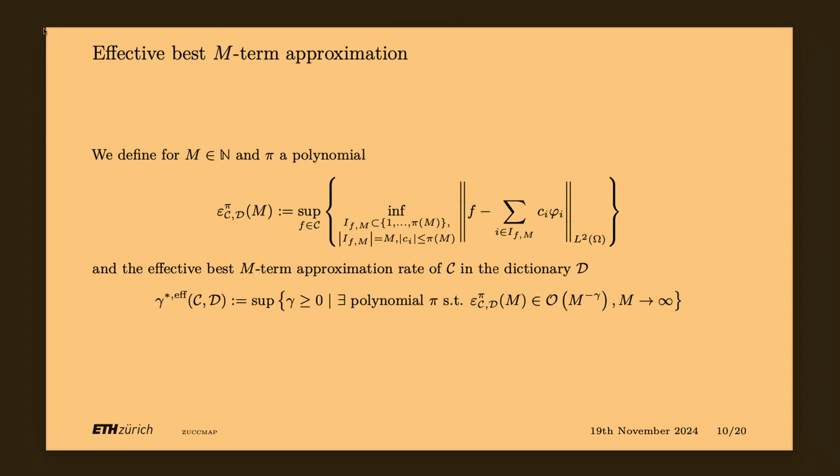Then you can redo the same thing. You ask yourself how the error goes to 0, and you characterize again this gamma star effective. This is the effective best m-term approximation rate of C in the dictionary D. Again, it's characterizing how hard it is to approximate your function class in a dictionary when you add the constraint of polynomial depth search, so essentially you can search just in the first polynomial in m elements.